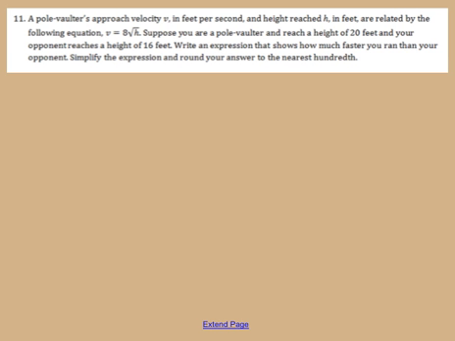Alright? Now here's velocity. Suppose you know feet per second, height is h still, are related to the following equations. Suppose you are a pole vaulter and reach a height of 20 and your opponent reaches a height of 16. So velocity equals 8 square root 20. So that's going to be you again. Opponent. Okay, and the opponent reaches a height of 16.